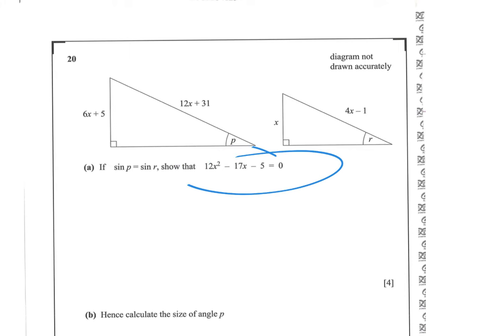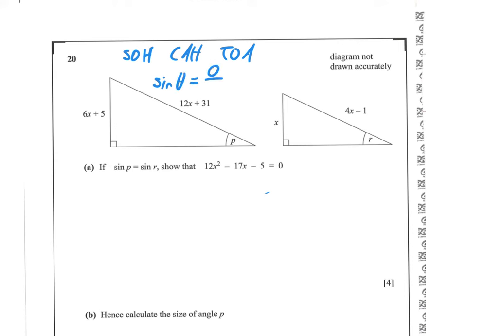But you're going to see sine p and you're going to see sine r, and then what should be happening in your mind is you're thinking, well, what is sine? So we've got a right angle triangle. Remember back to your old SOHCAHTOA. And we'll just write down that sine theta, whatever the angle is, is equal to your opposite over your hypotenuse. So you can set up an equation with sine p. So sine p is equal to its opposite, which is 6x plus 5, over its hypotenuse, which is 12x plus 31. And you can do the same with your r. Sine r is equal to its opposite, which is x, over its hypotenuse, which is 5x minus 1.